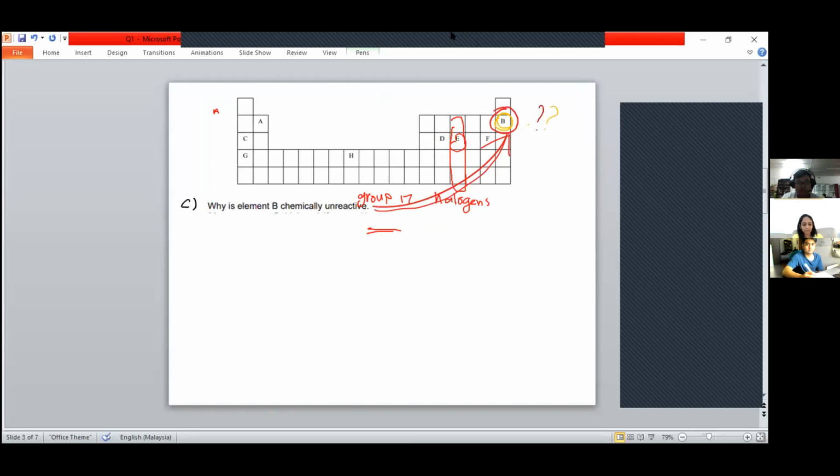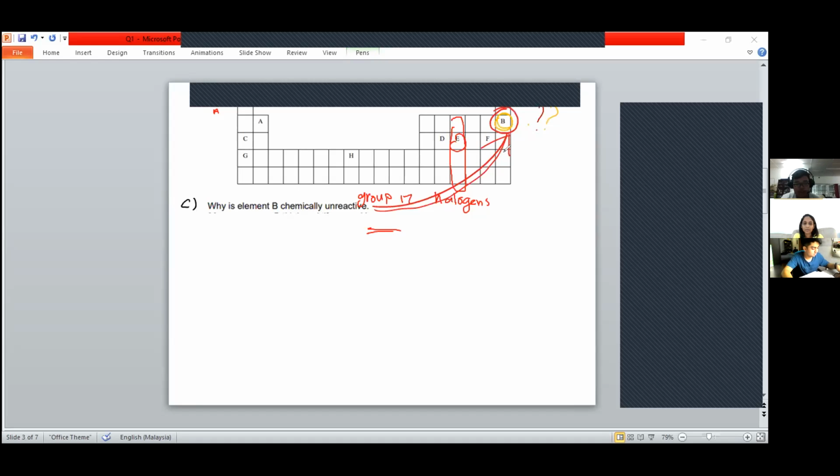So now, the next question, they ask why is element B unreactive? Element B is a part of group 18. Group 18 are the noble gases.